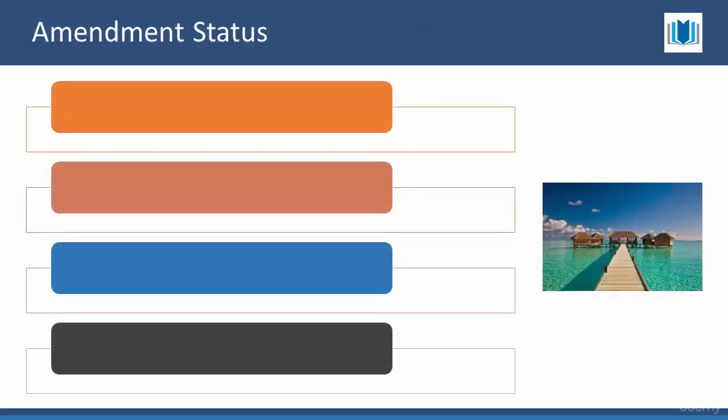Amendment status. Amendments are not automatically accepted and included in contracts. Both parties must agree to and accept the changes. With modern technology, amendments are easy to process and track. Most software and systems have different statuses for amendments created, but they use similar terminology.